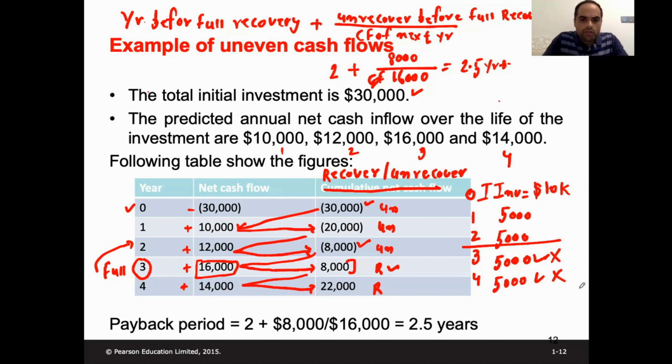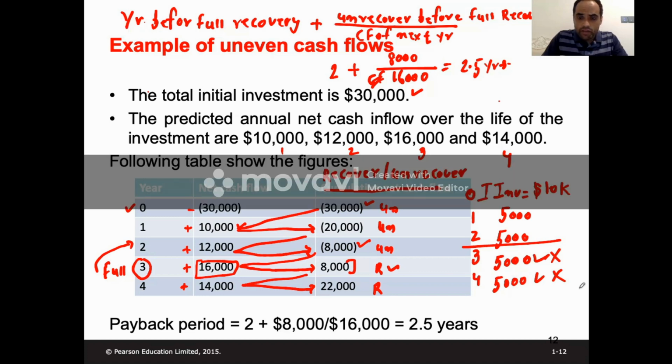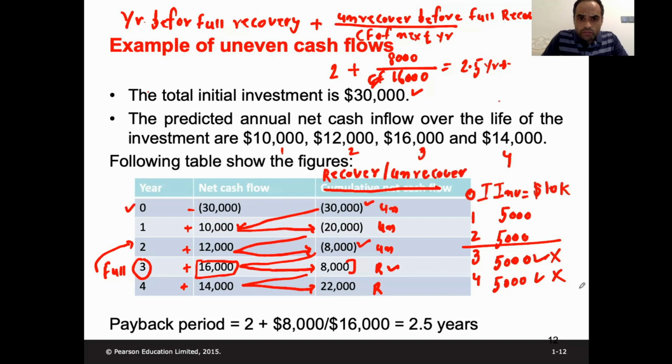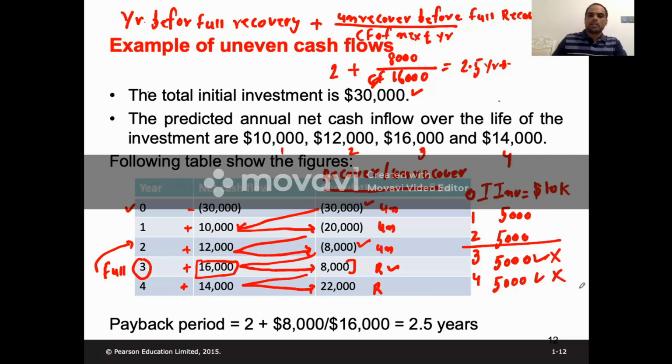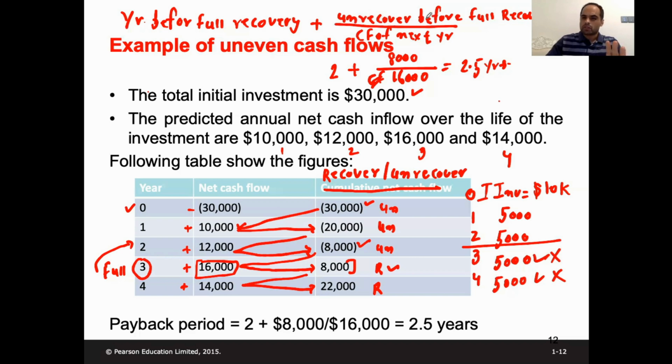The formula is unrecovered amounts in the beginning and the next year cash flow. Here is the year before full recovery. Unrecovered amounts, 8,000. I think it should be unrecovered before full recovery. I think that's the right formula. So please fix that formula in your notebook. I think that formula makes much more sense.